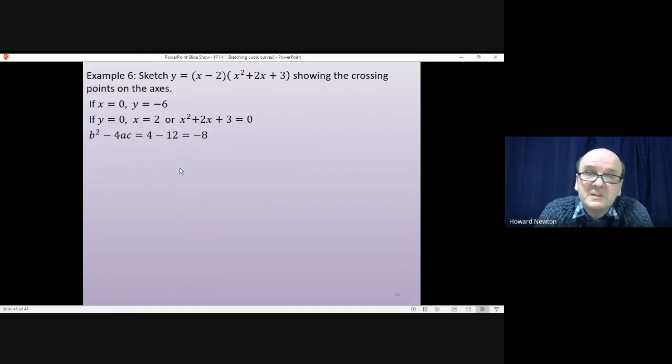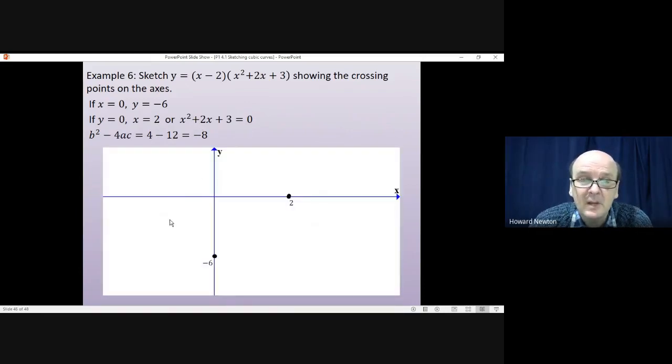If the discriminant is negative, that means if we use the quadratic formula, we'll be trying to find the square root of a negative number. You can't do that, which means that this quadratic has no solutions. So there are no further points where the curve crosses the x-axis. It crosses at x equals 2, but that is it. It doesn't cross anywhere else. So on the y-axis, it crosses at minus 6. On the x-axis, it crosses at 2.